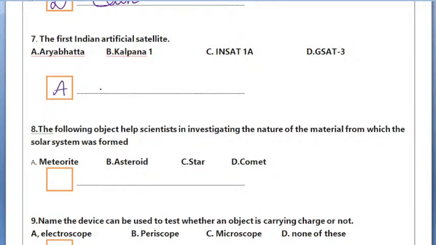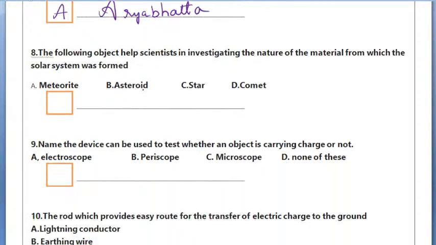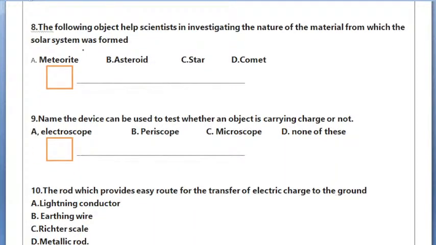So the right answer is option A, Aryabhata. Aryabhata is the first Indian artificial satellite. Okay, so moving to the next question, the eighth one. The following object helped the scientists in investigating the nature of the material from which the solar system was formed. Options are meteorite, asteroid, star and comet.